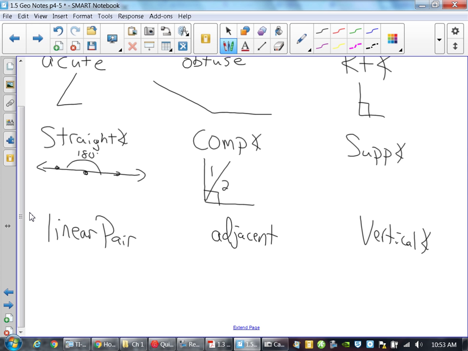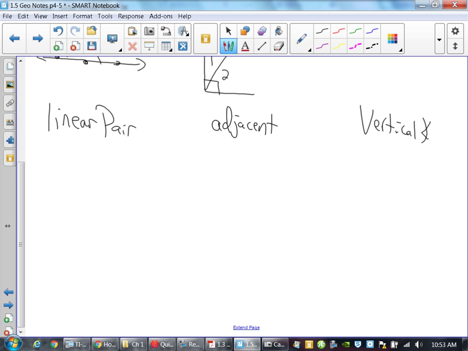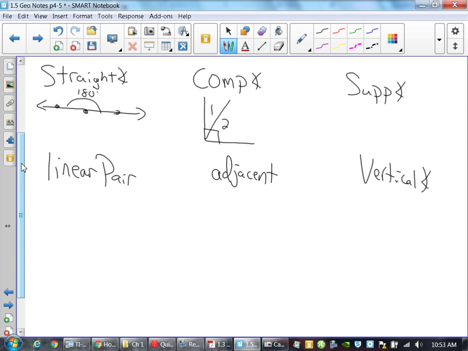We should probably do adjacent angles then real quick. Adjacent angles are just two angles that share a common vertex and a side. They don't necessarily have to be complementary or supplementary or any of that. They just have the same vertex and a side. Remember, complementary does not need to be right next to each other.